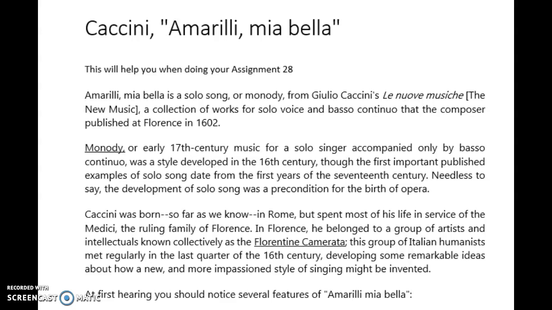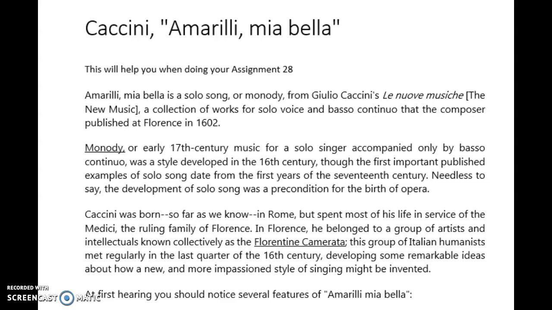Caccini was born, as far as we know, in Rome, but spent most of his life in service of the Medici. It was a ruling family of Florence. In Florence, he belonged to a group of artists and intellectuals known collectively as the Florentine Camerata. This group of Italian humanists met regularly in the last quarter of the 16th century, developing some remarkable ideas about how a new and more impassioned style of singing might be invented.